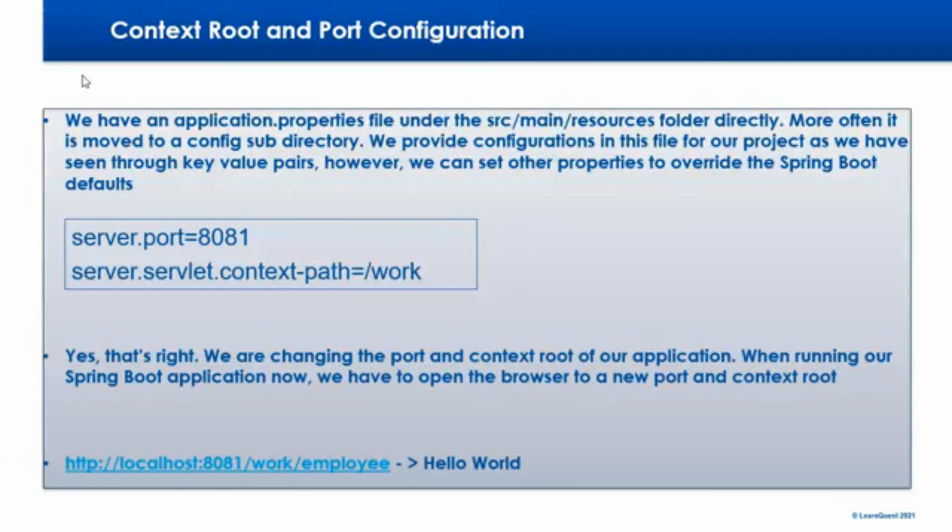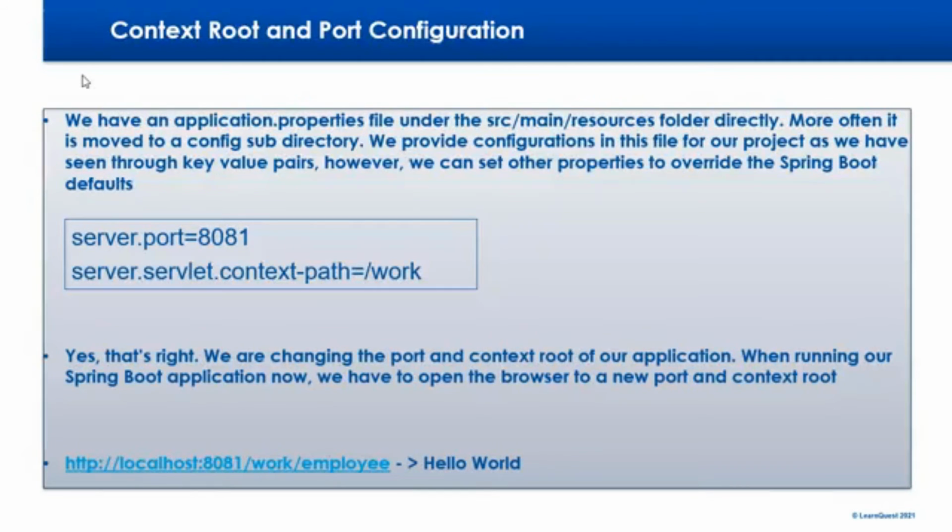We've seen the application properties file. It's under the resources directory. More often than not, it is in a config subdirectory of source main resources. We provide configurations in this file for our project, as we've seen through key value pairs. However, we can set other properties that Spring Boot recognizes, not ones that we've made up.